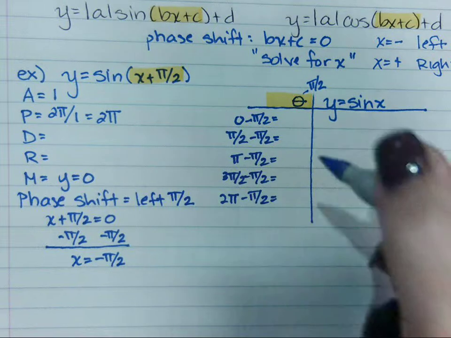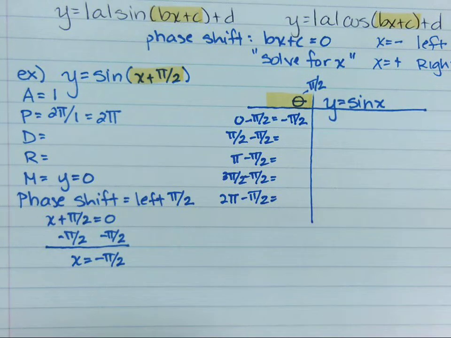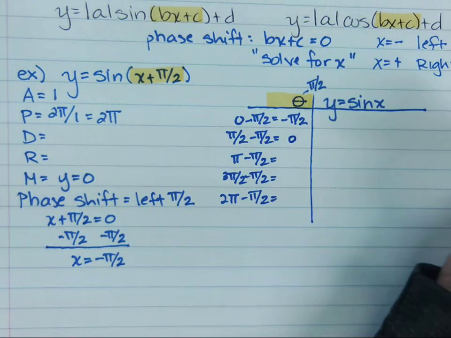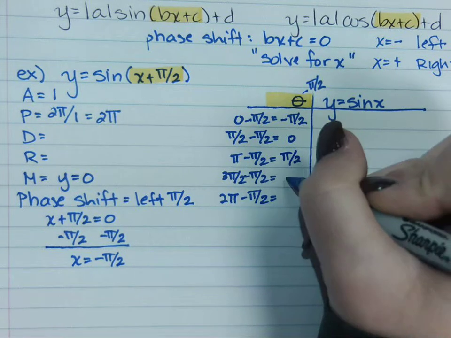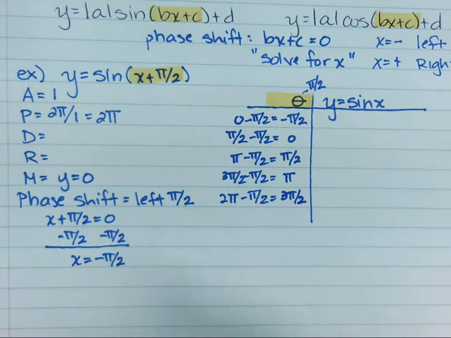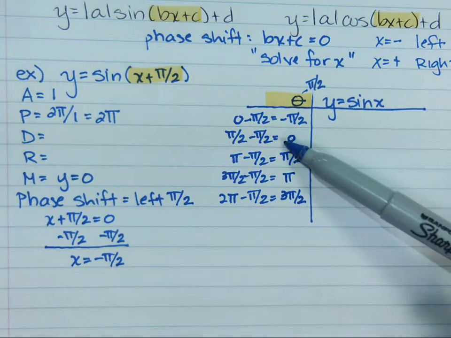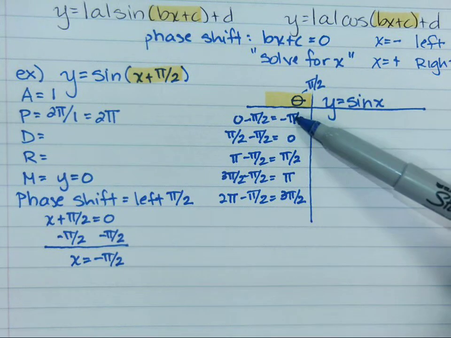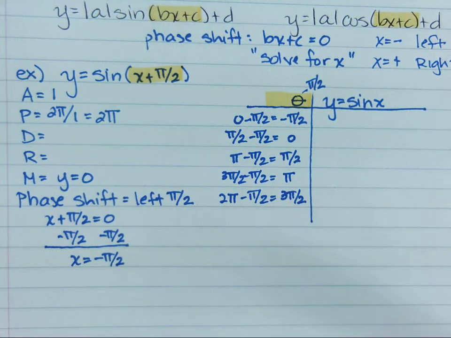So 0 minus pi over 2 now shifts this to a negative pi over 2 on the graph. Pi over 2 minus pi over 2 is 0. And then I'm going to get pi over 2, I'm going to get pi, and then 3 pi over 2. The main thing is that you also want to recognize that the gap between each of my x values is exactly the same. They have a difference of a half. So from negative a half to 0, 0 to half, to 1, to 1.5.